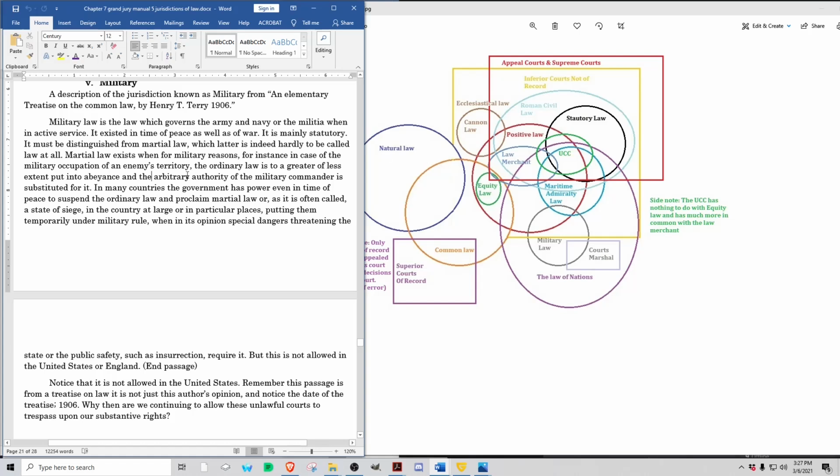So, back to this. Martial law exists when, for military reasons, for instance, in a case of military occupation of an enemy's territory, the ordinary law is put into abeyance. Okay, I said that. In many countries, the government has power, even in time of peace, to suspend the ordinary law and proclaim martial law, or as it is often called, a state of siege. It's a really good book called Siege, which I highly suggest everybody go read. In the country at large or in particular places, putting them temporarily under military rule, when in its opinion, special dangers threaten the state or the public health.